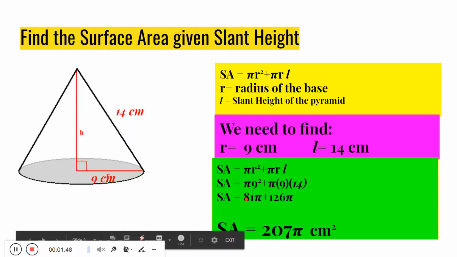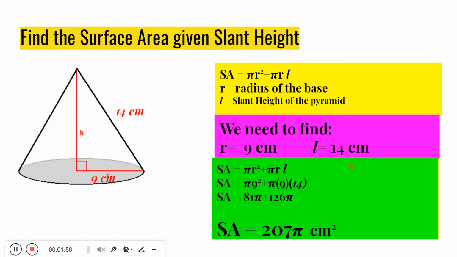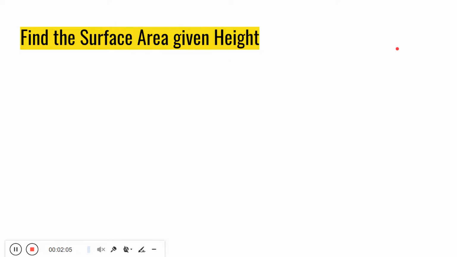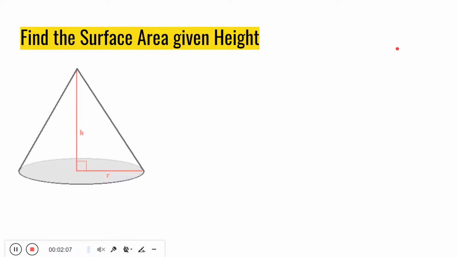So that becomes 81 pi plus 126 pi, which is 207 pi centimeters squared. Remember, it's area, so it's in square units. If you want the decimal approximation of this, you can type 207 pi into the calculator and get the decimal approximation. Okay. So now let's look at it if I give you the height instead of the slant height.